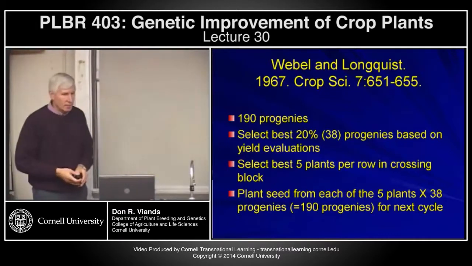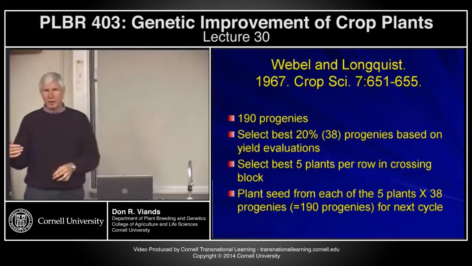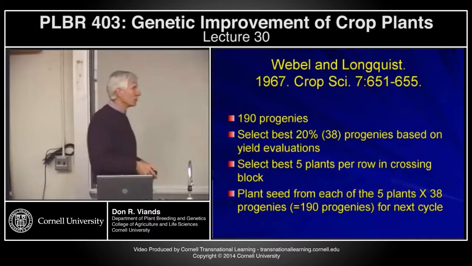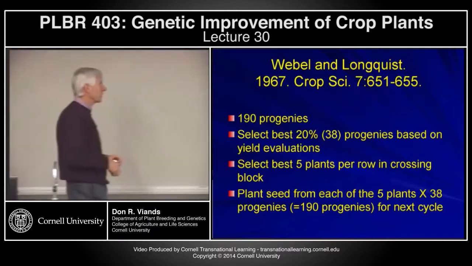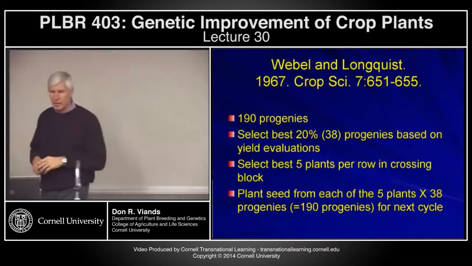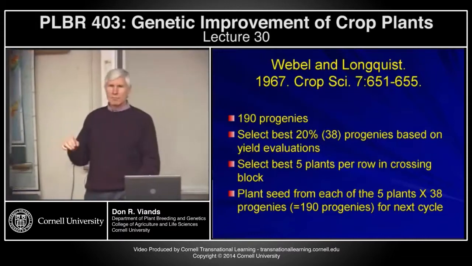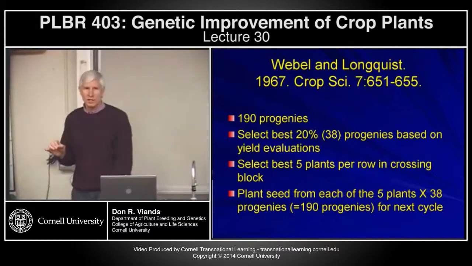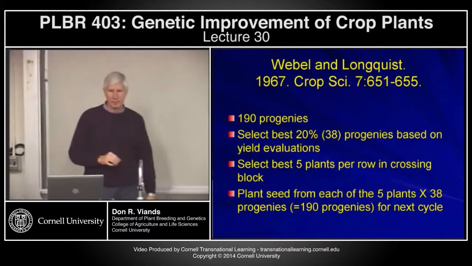Here's what Wiebel and Lonquist did. Wiebel, I think, was a graduate student of Lonquist, so they actually tried the method as you would expect them to do. They started out with 190 progenies of corn, and they selected the top 20% of the half-sib progenies, which works out to be 38 of them.